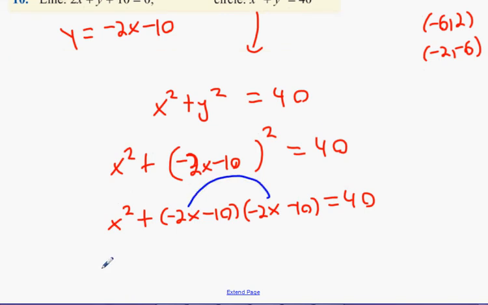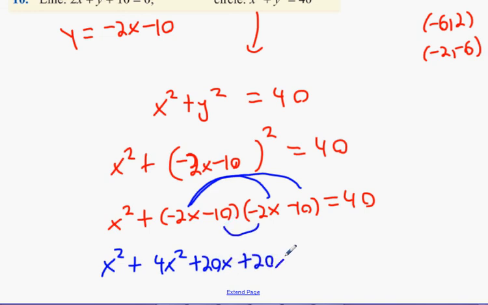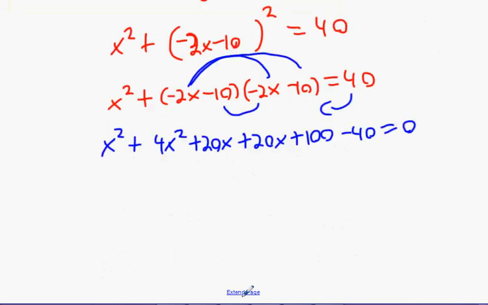Minus 2x by minus 2x is 4x squared. Minus 2x times minus 10. Minus 10 by minus 2x. Minus 10 by minus 10 brings out a 40. Now you're in business. 5x squared, 20x plus 20x, and then 100 minus 40.